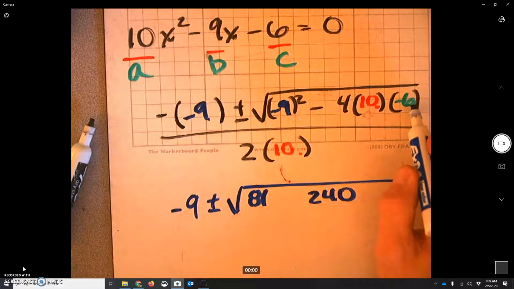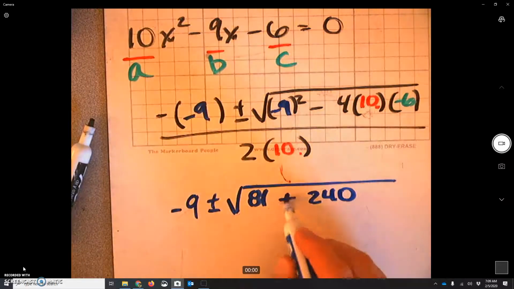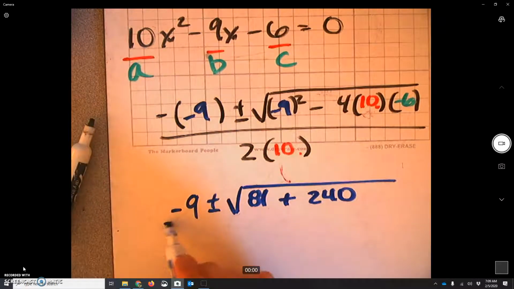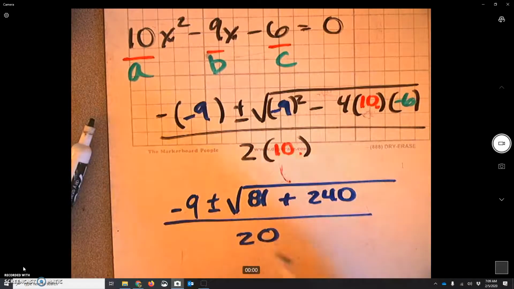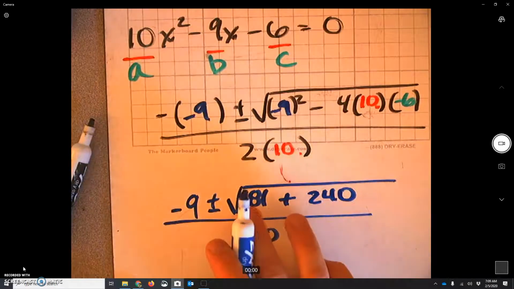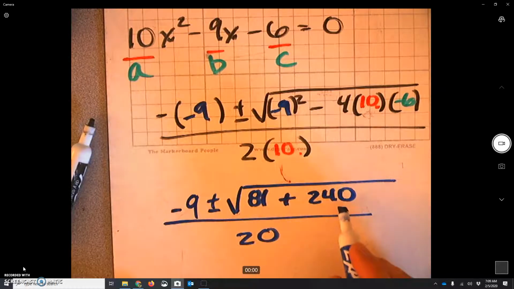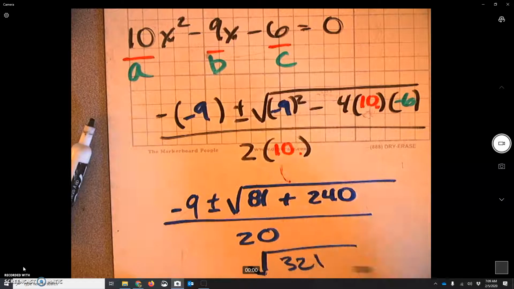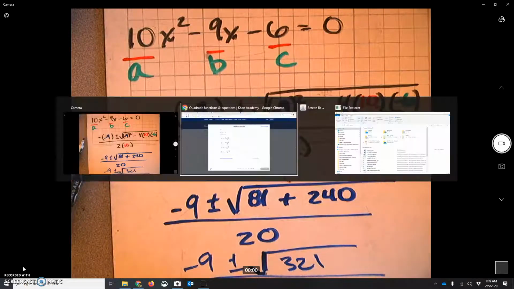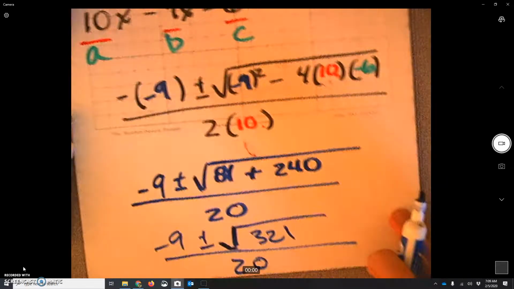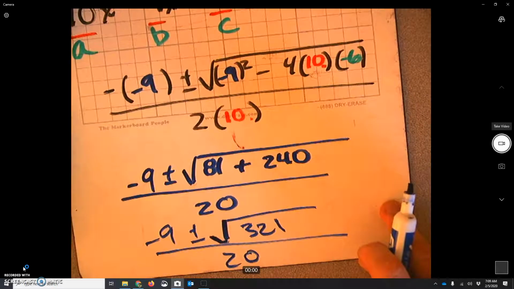Now we have 1 negative and 2 negatives. So 2 negatives turn into a positive. And this is all over 2 times 10, which is 20. We can evaluate 81 plus 240. That turns into 321. If you don't know that in your head, just do it in the calculator or on paper. Let's see if that's an option. I bet that's an option. Oh, you can't see the very bottom. Can you? There it is. -9 plus and minus square root of 321 over 20.